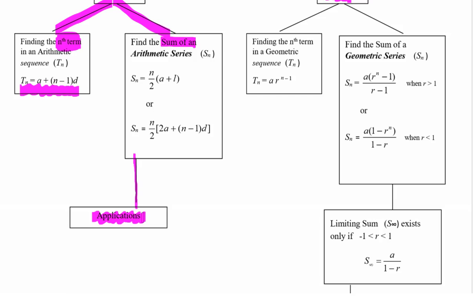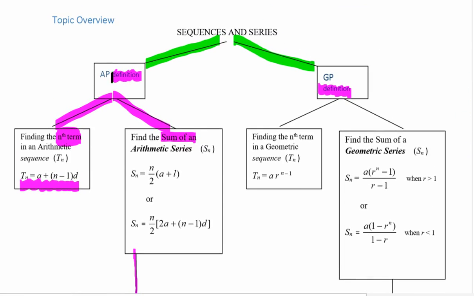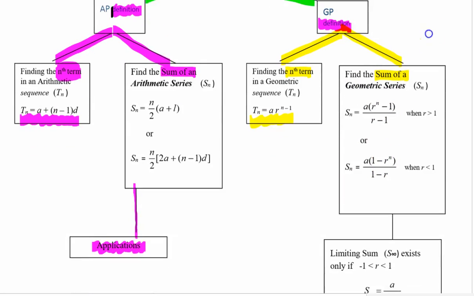With a GP then, we've got again two areas that we look at, and not unlike with the AP, we learn how to get the nth term in this sequence. And there's a formula for that, which you'll learn. And then we learn again how to sum up all the terms. And again, there are formulas for those.